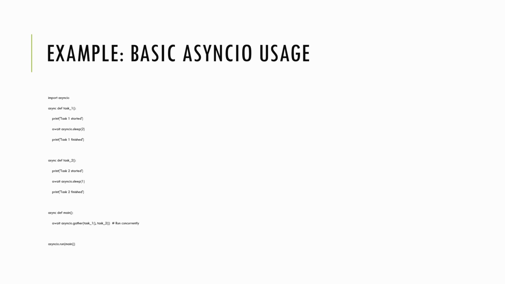Let's look at a simple example of how asyncio works. In this example, we have two tasks, task 1 and task 2. Both tasks start running concurrently. Notice how we use await asyncio.sleep to simulate an I/O operation. This non-blocking operation allows task 1 to run while task 2 waits for 1 second before finishing. Meanwhile, task 1 continues its execution and completes after 2 seconds.